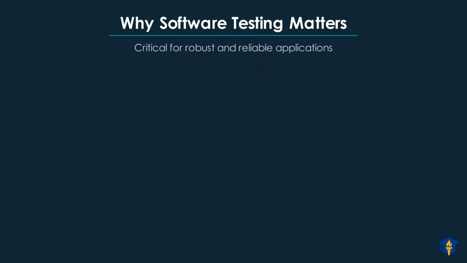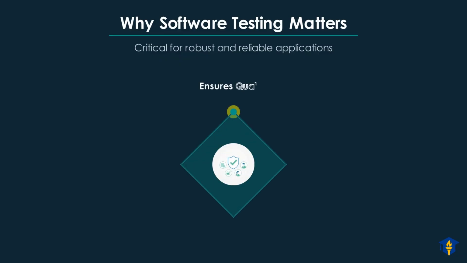It is critical for building robust and highly reliable applications that meet user expectations. Firstly, testing plays a vital role in ensuring the overall quality of your software. It helps detect and resolve bugs effectively well before any deployment. Moreover, effective testing actively prevents potential failures from occurring within your applications. This avoids costly fixes and extensive rework once the software is released.